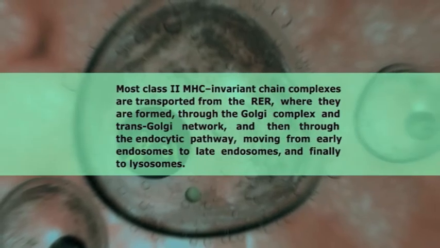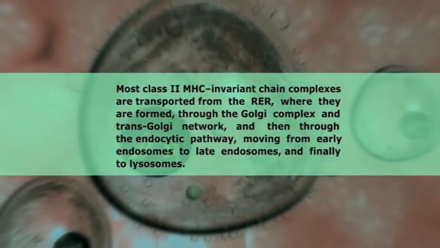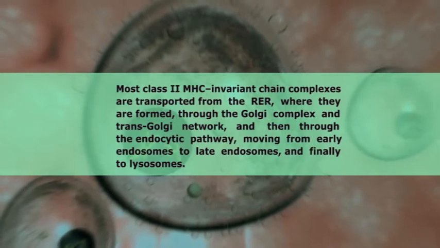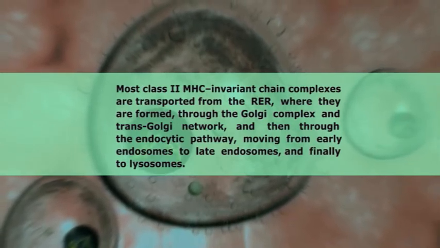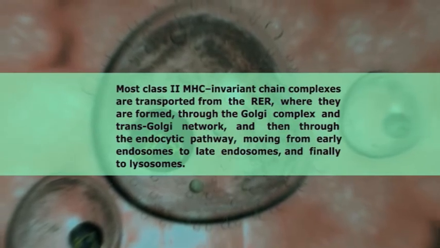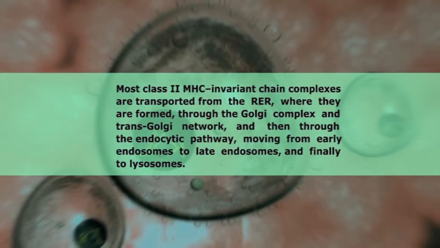Most class II MHC invariant chain complexes are transported from the RER where they are formed through the Golgi complex and trans-Golgi network and then through the endocytic pathway, moving from early endosomes to late endosomes and finally to lysosomes. As the proteolytic activity increases in each successive compartment, the invariant chain is gradually degraded. However, a short fragment of the invariant chain termed CLIP, for class II associated invariant chain peptide, remains bound to the class II molecule after the invariant chain has been cleaved within the endosomal compartment.